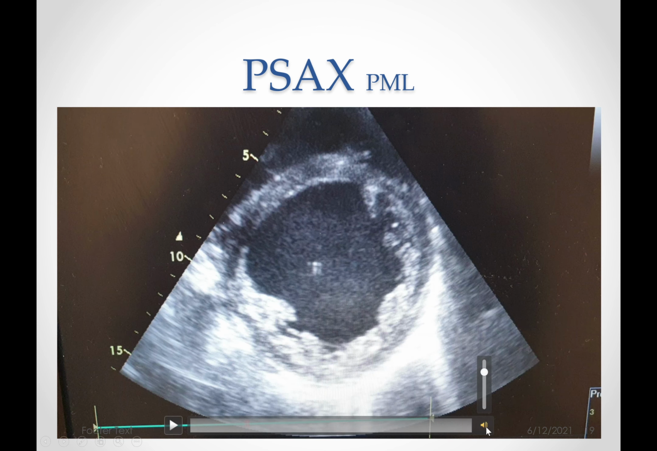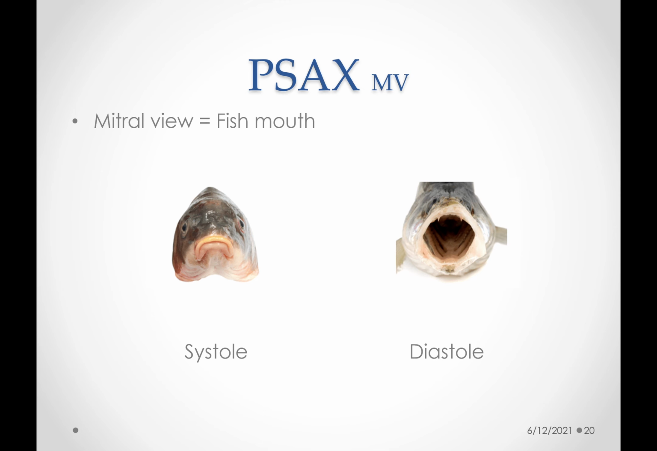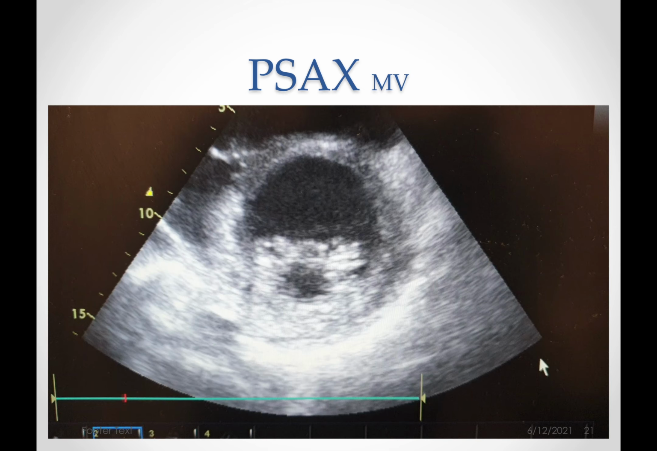In the parasternal short axis view, you can get another view, which is the mitral valve or the fish mouth view. You can see on the right side that the mitral valve will be open during diastole and closed during systole. This is a video of the mitral valve or the fish mouth view.